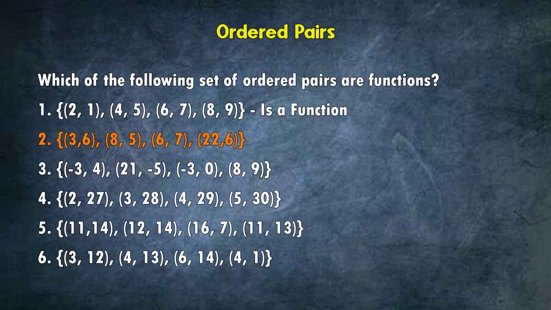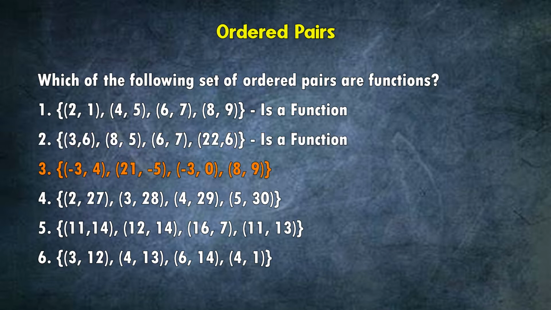B, we have (3, 6), (8, 5), (6, 7), and (22, 6). Let's look at the x values. We have 3, 8, 6, and 22. None of them repeats themselves. That means that B is also a function.